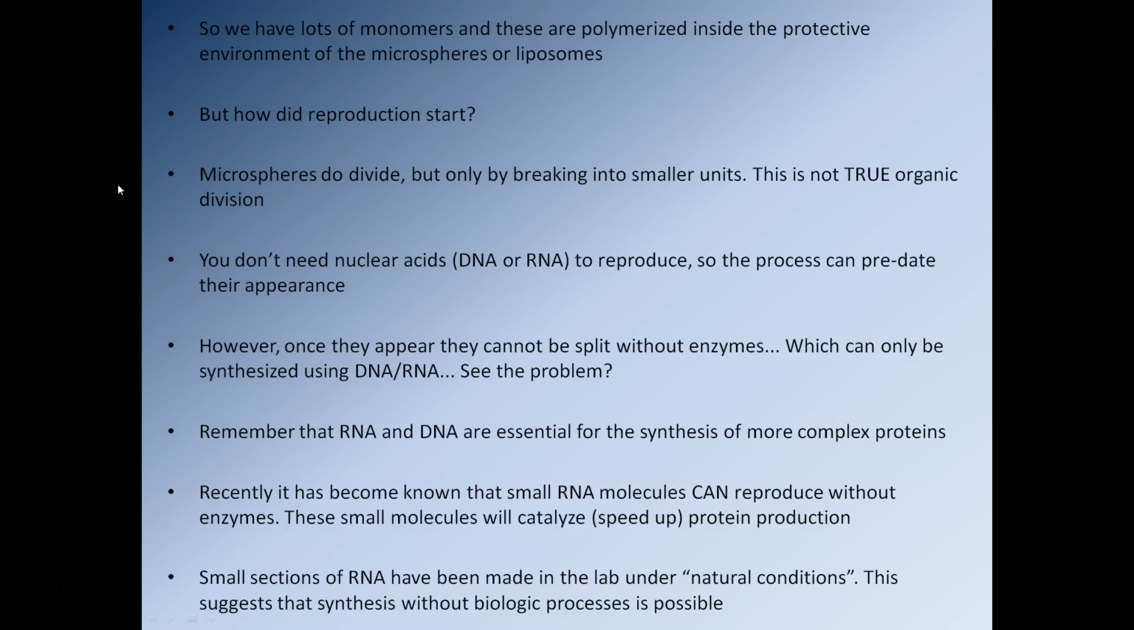An important point to note is we do not require DNA or RNA to reproduce. The process of reproduction can actually predate DNA and RNA. However, once DNA and RNA do make their first appearance, we have to be able to split them in order to divide them between the two new cells that are forming. The problem is you can't do that without enzymes. The problem is you can only really make large, complicated enzymes if you have DNA and RNA. So we have a bit of a problem there. We've got a slight chicken and egg situation when it comes to that question.